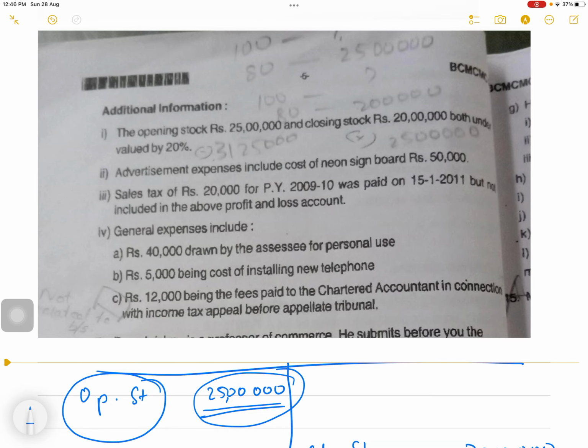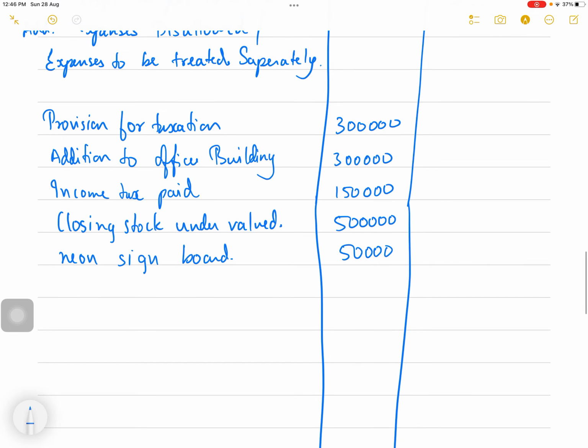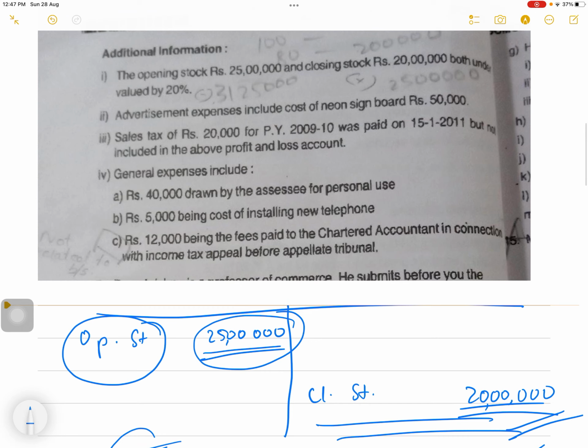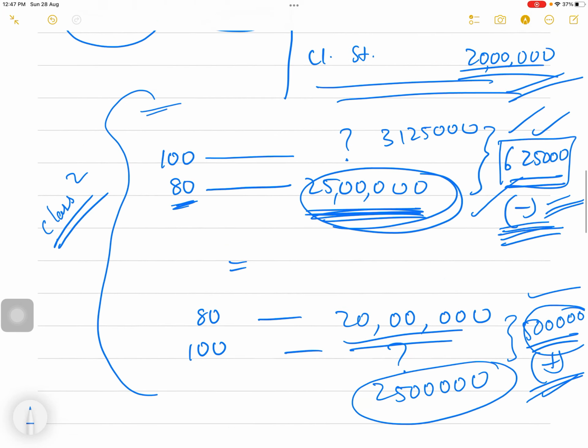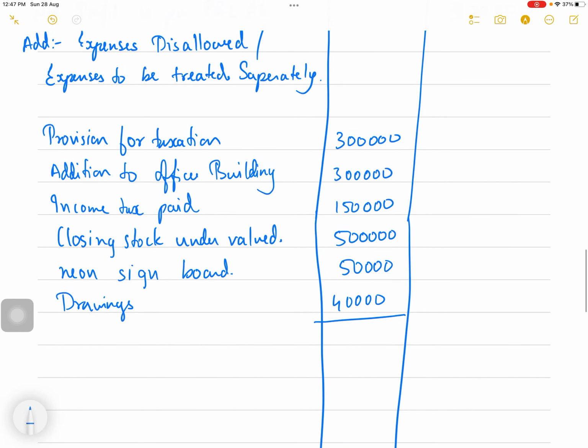Next, general expenses 40,000 drawn by the proprietor for personal use. So this is drawings, 40,000. You will add. 5,000 is the P&L item. It is there in P&L, so it's correct. You are not supposed to do anything. 12,000 is also a P&L item in general expense. So that also you are not supposed to do anything about it. Okay. And with this, we have computed income from business.